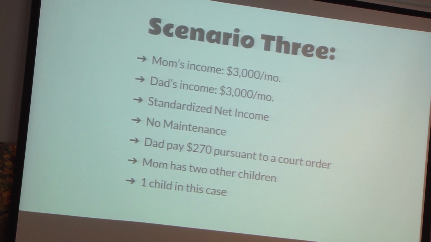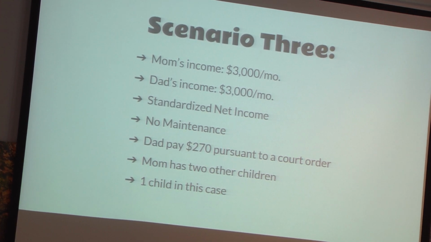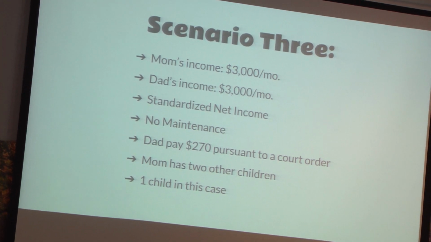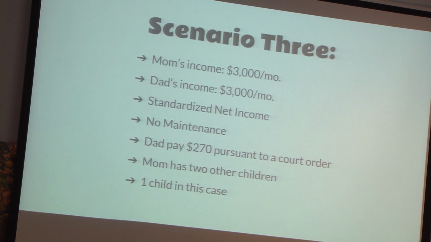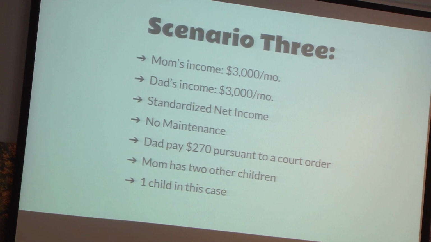So we're going to keep the scenario pretty similar, right? They both have that $3,000 a month in gross income. We're going to continue to use the standardized net amount. No maintenance. We're going to take that out to keep it simple. Now we're saying that dad pays $270 a month pursuant to a court order, and mom has 2 other biological children that are living in her household. And we have 1 child in this case.